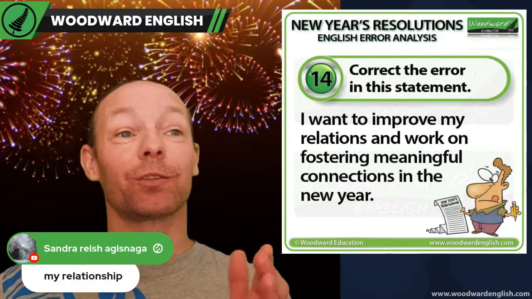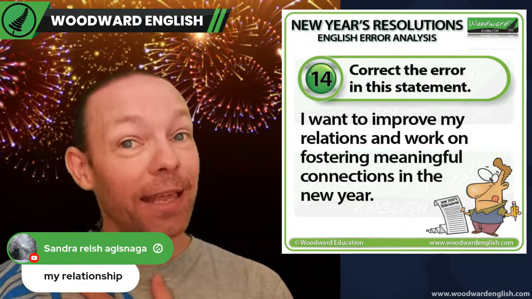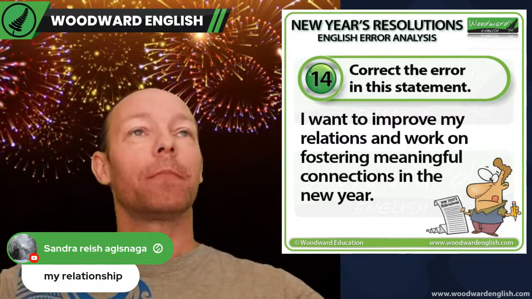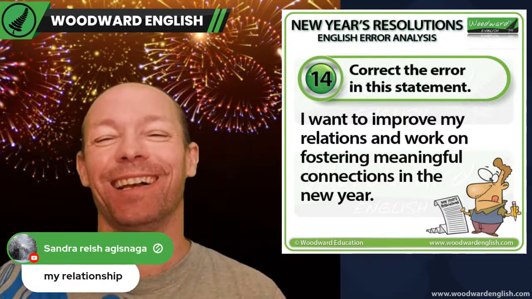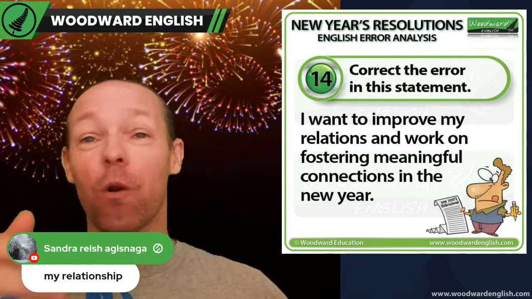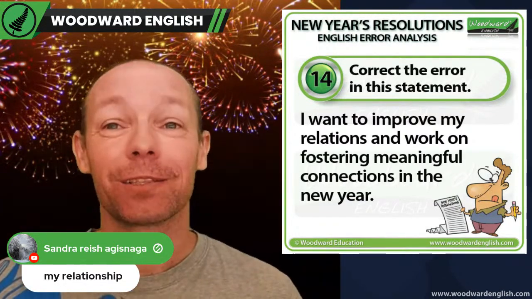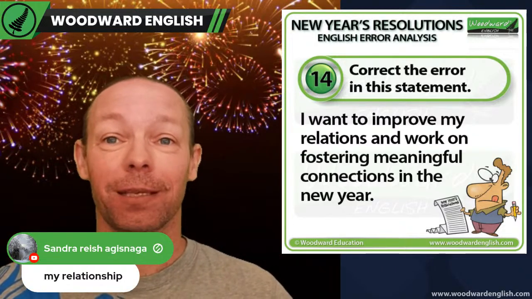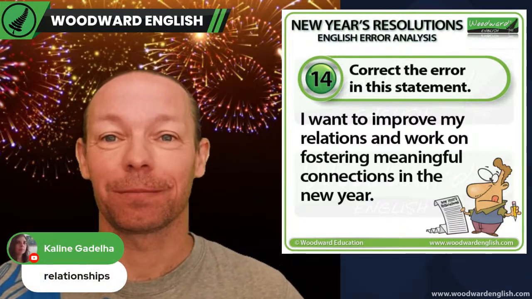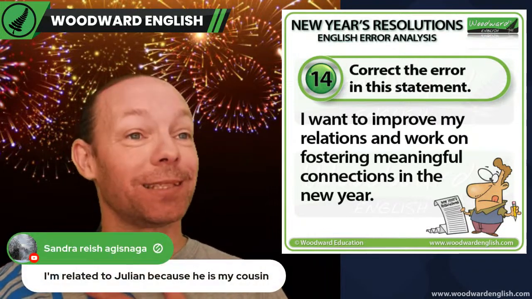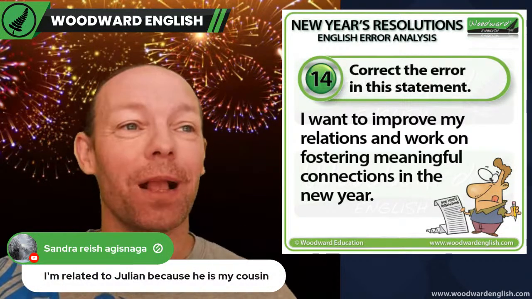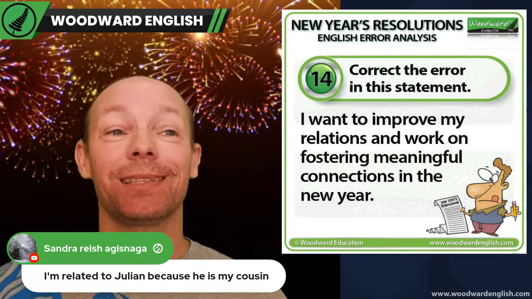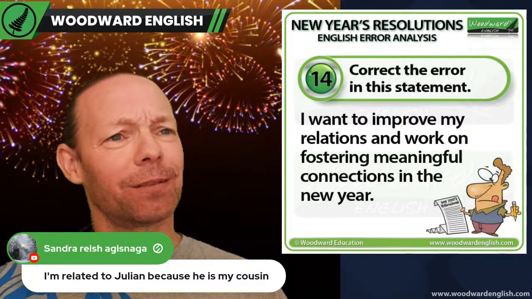That way you could talk about, I want to improve my relationship with my partner, just one person. The rest of the world, no, not interested, just with my partner. Just with my wife, with my husband, with whoever. So it's relationship or relationships, depends on what you want, okay? Your relationships. Yes, I'm related. Great example. I'm related to Julian because he is my cousin. I've got a cousin called Julian.